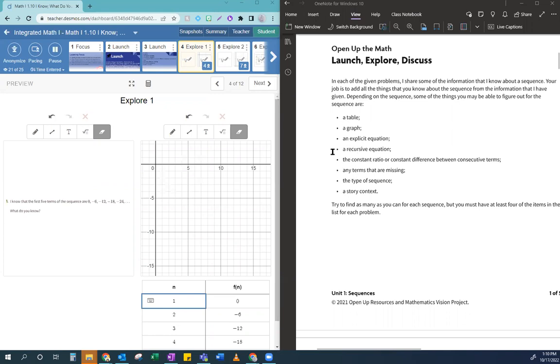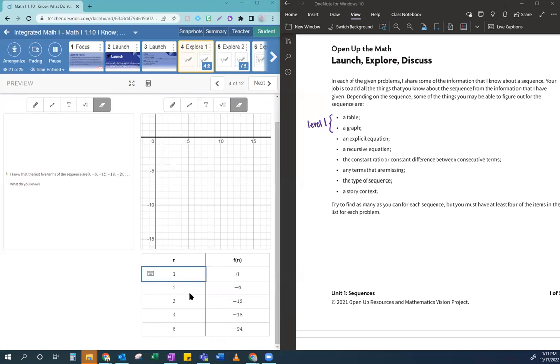So I would call these two right here, table and graph, level 1. Level 1 meaning everybody should be able to do this at the very, very least. So a table and a graph. It says here, I know that the first 5 terms of the sequence are 0, -6, -12, -18, -24. What do you know?